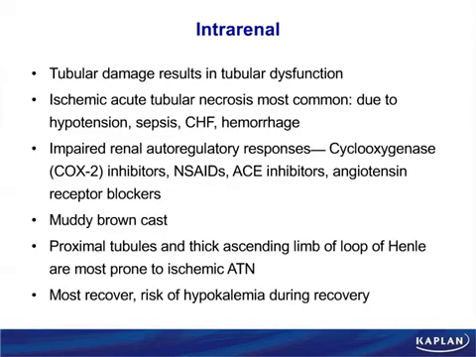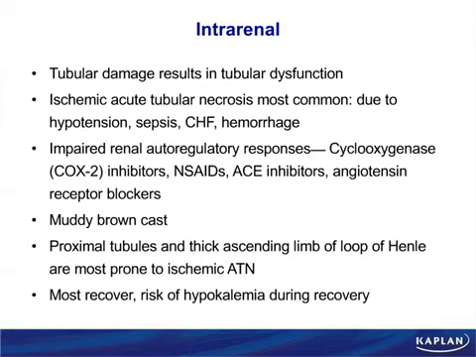Now, this is a high yield point. The proximal tubules and the thick ascending limb of the loop of Henle are most prone to ischemic acute tubular necrosis because these are two parts of the nephron that are highly metabolic, that use a lot of ATP. They're very metabolically active, so they're very prone to ischemic damage. So these are the two portions of the nephron that are prone to acute tubular necrosis. Now, most patients recover. They may need dialysis, but most recover.